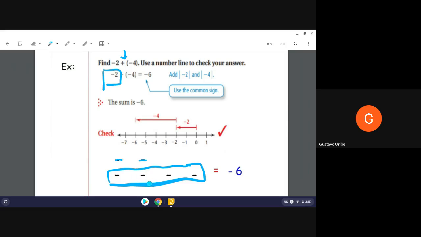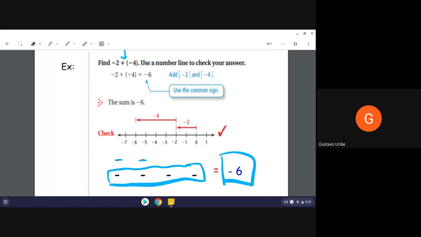Well, if I have two negatives, and then I give you four more, in total you have six negatives. All right. So my answer to this is -6. And that is why our same signs add, keep the sign the same. We can also use a number line.